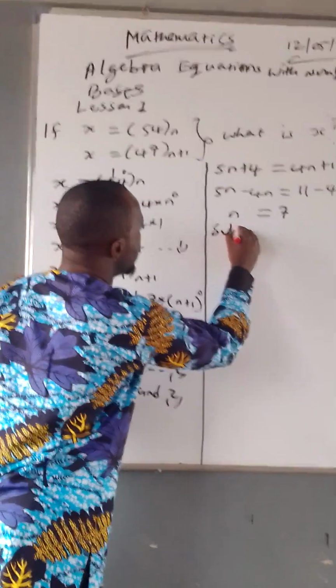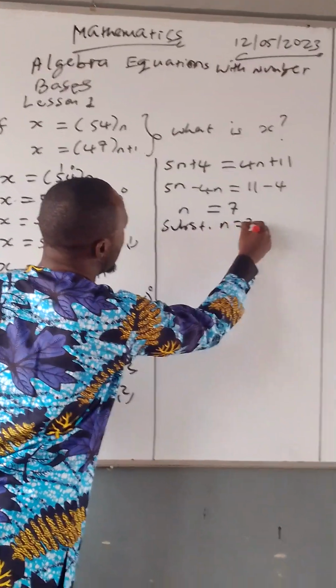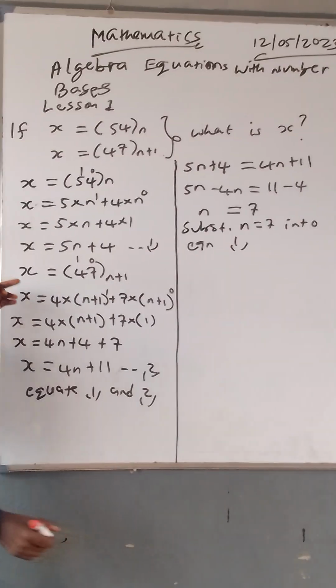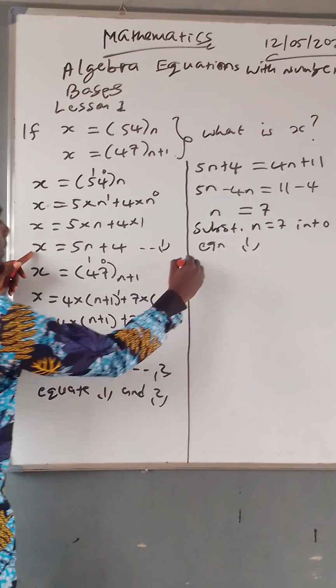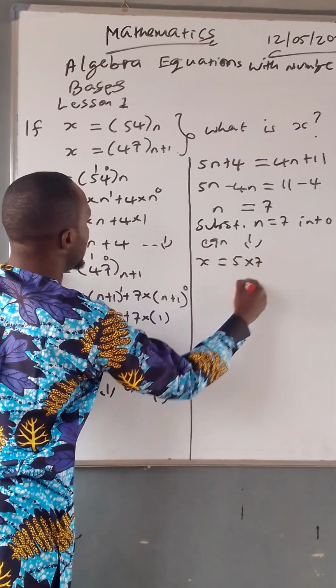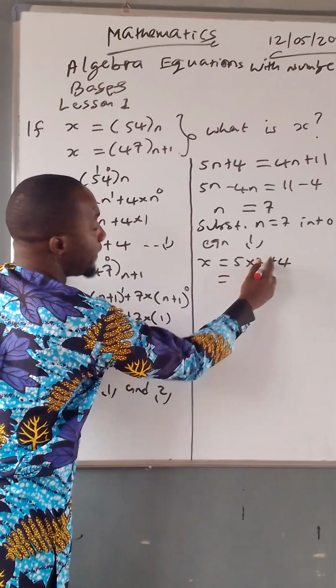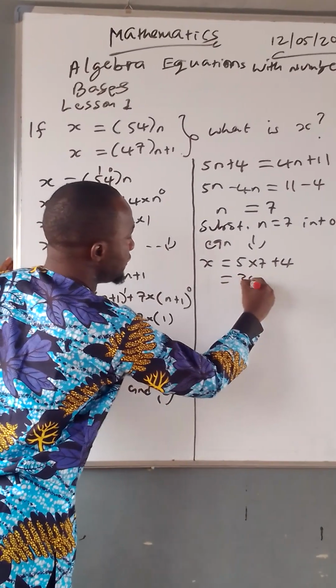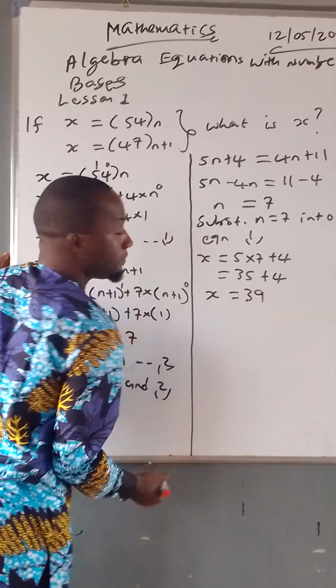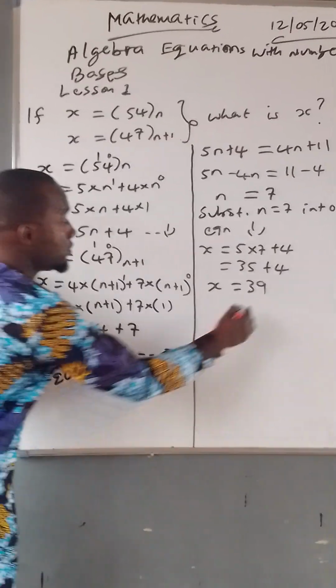Now, substitute n equals 7 into equation 1. This is our equation 1: x is equal to 5 times the value of n, n is 7, plus 4. 5 times 7 equals 35, plus 4. x is equal to 39. That means the value of x is equal to 39.